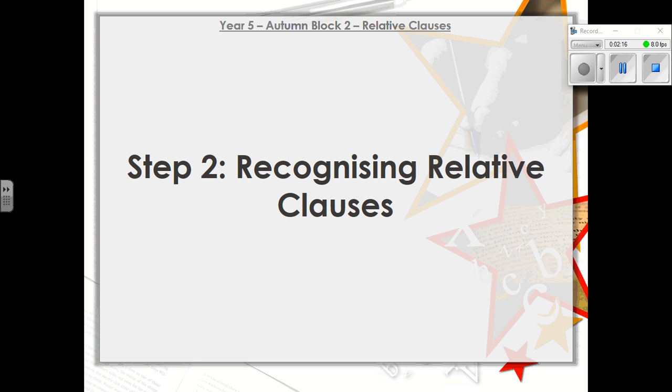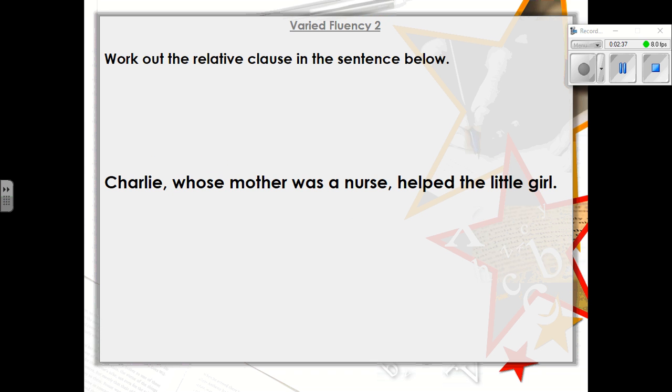In a sentence we have main clauses and relative clauses. Our main clause is the clause or the group of words that makes sense on its own. But our relative clause is the clause that does not make sense on its own. If that was just a standalone sentence, it would not make sense. That's our relative clause. So work out the relative clause in this sentence below. We'll go through this together.